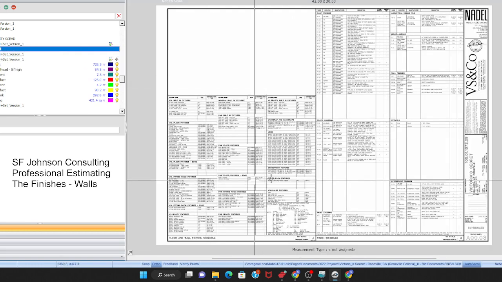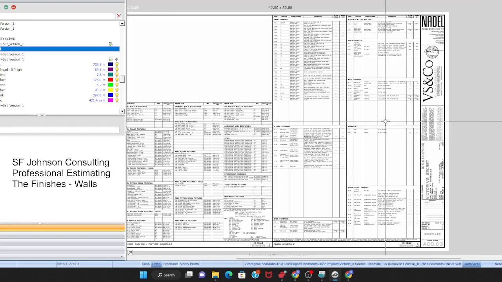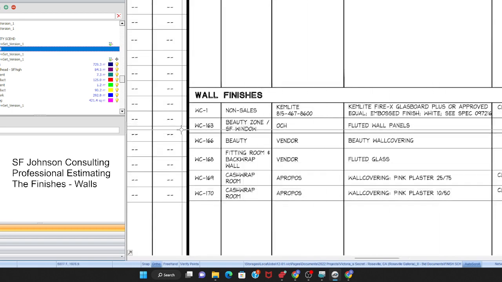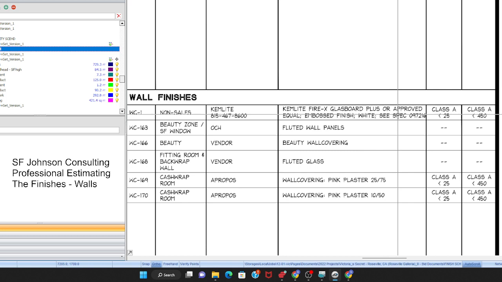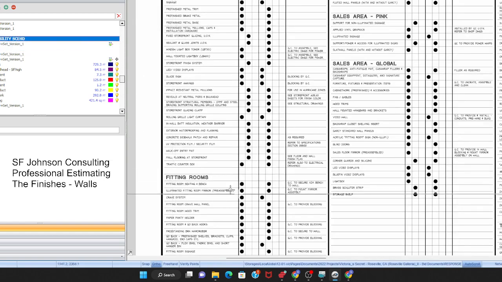which tells us all of the different finishes for everything. Okay, so for our wall finishes, we're going to have glass board plus or approved embossed finish, Kimlite non-sales wall covering 163. Depending on that, you've got to go back to your responsibility schedule and fitting rooms.